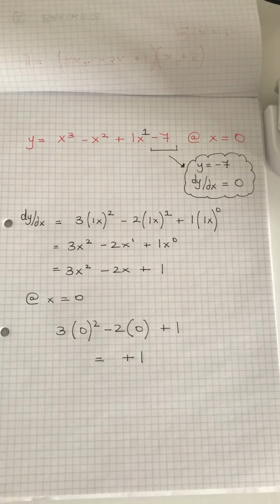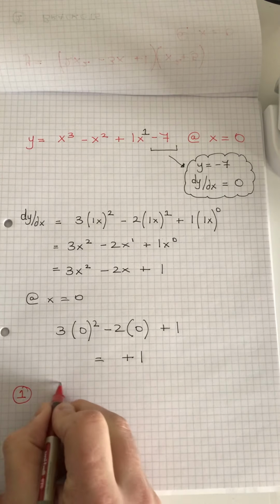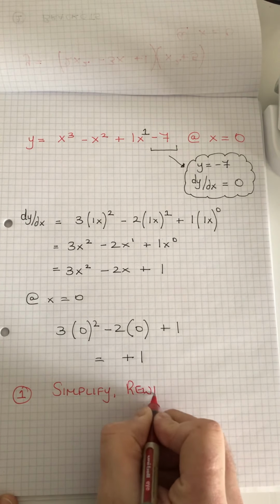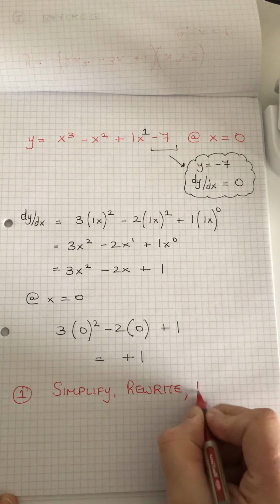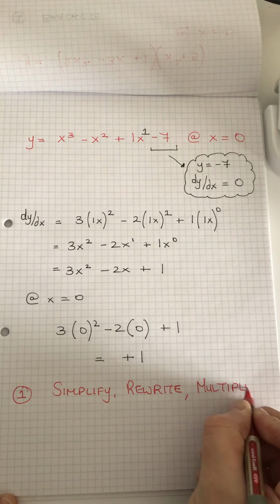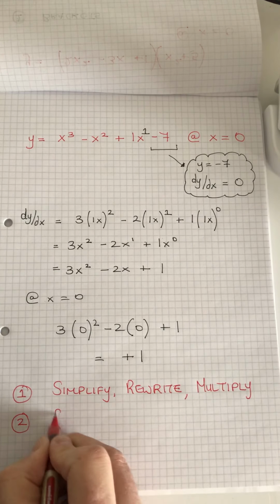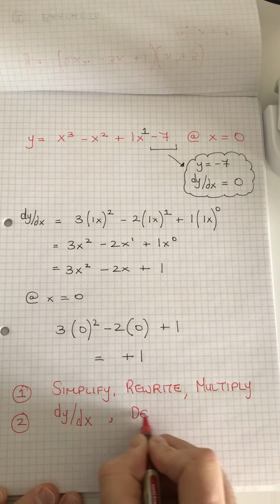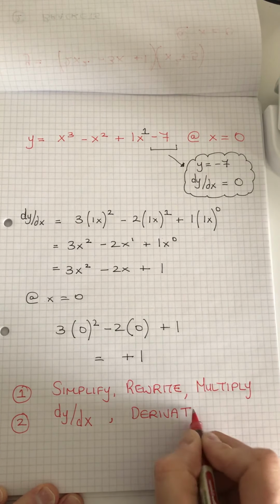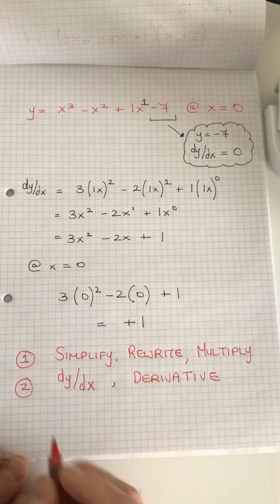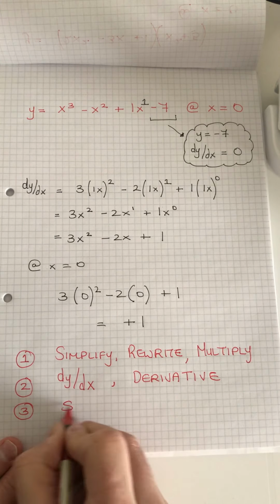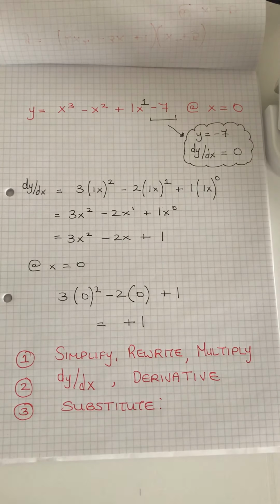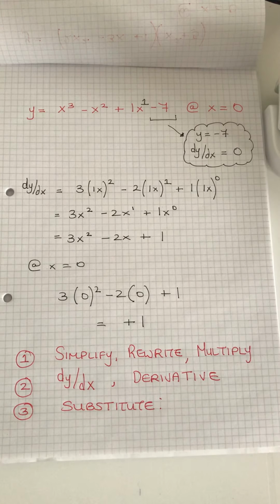Okay, always number 1, simplify, which may involve rewrite or multiply brackets. Number 2, dy/dx, or your derivative. And number 3, to substitute. And that's all part of evaluating our derivatives.